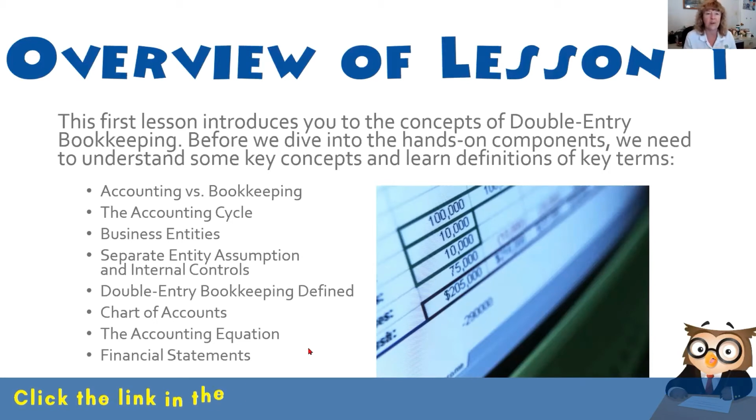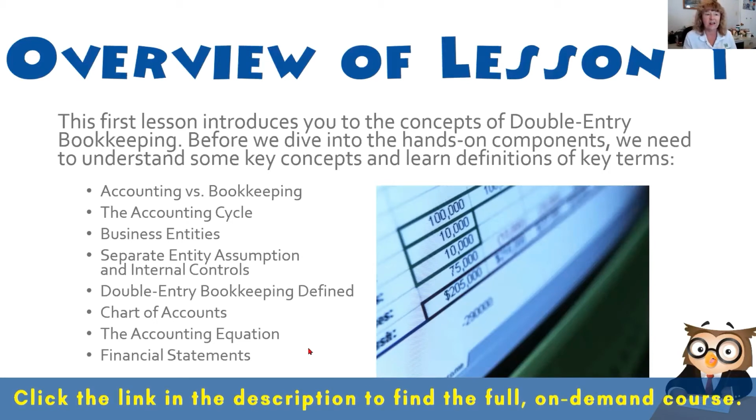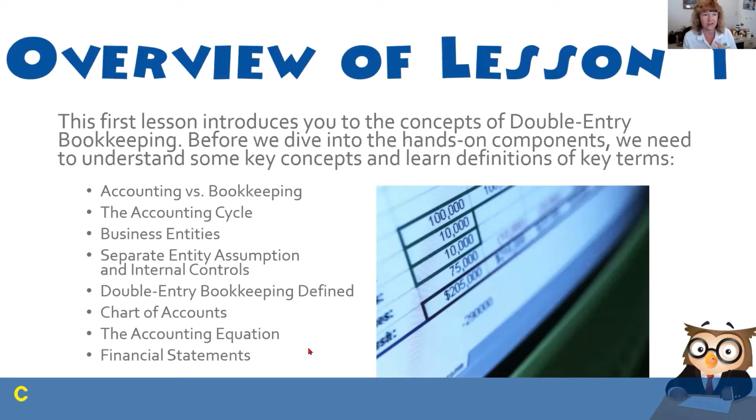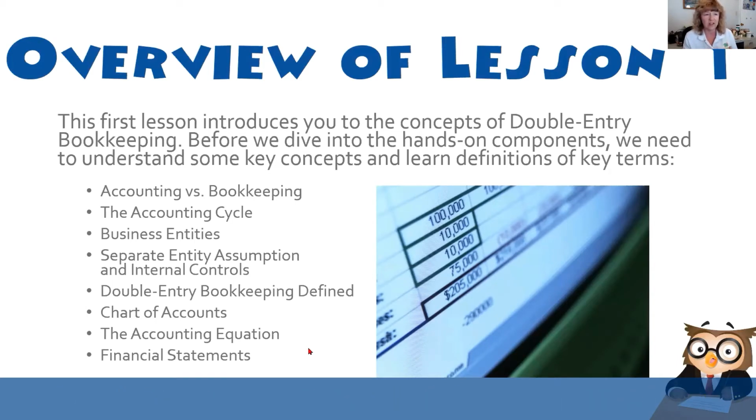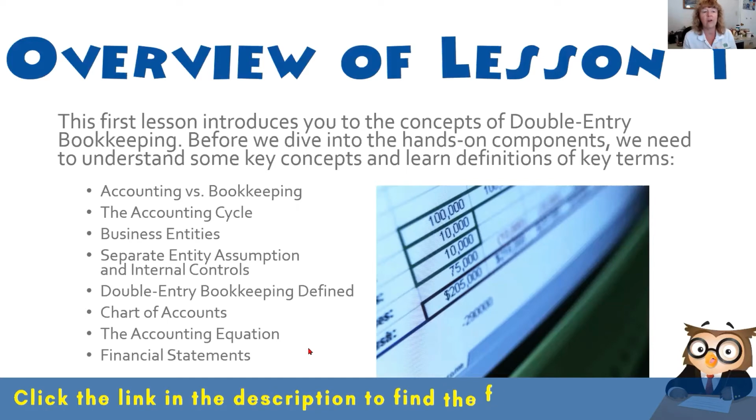So what we're going to talk about in lesson 1 is accounting versus bookkeeping. We're going to talk about the accounting cycle. We're going to talk about business entities. We're going to talk about the separate entity assumption and internal controls. I'll get that out eventually. And we're going to actually define what double entry bookkeeping is. We're going to talk about the chart of accounts. We're going to also discuss the accounting equation. And then I'm going to go over an overview of the financial statements and what their purposes are and all of that. So if you're ready, let's go ahead and go through.